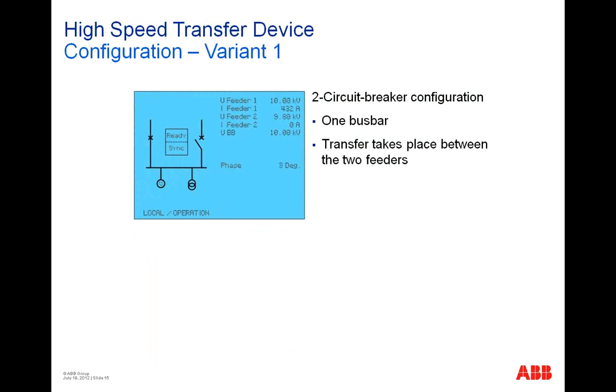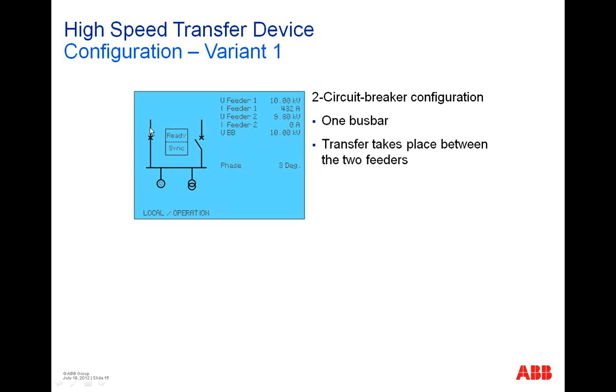Such devices are available in different kinds of variants. The variant means the application field, the switchgear and network configuration. You see here, this is very common in many kinds of power plants. You have one bus bar, one main feeder, and one standby feeder. And here are the loads connected, the important loads to keep all the processes alive.